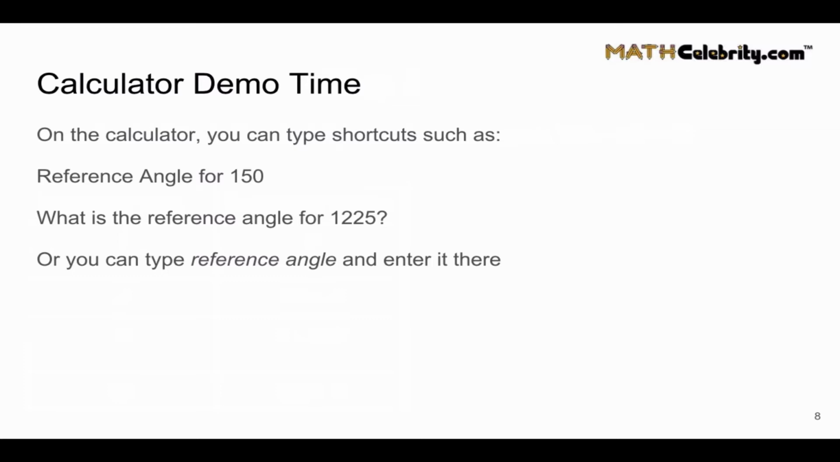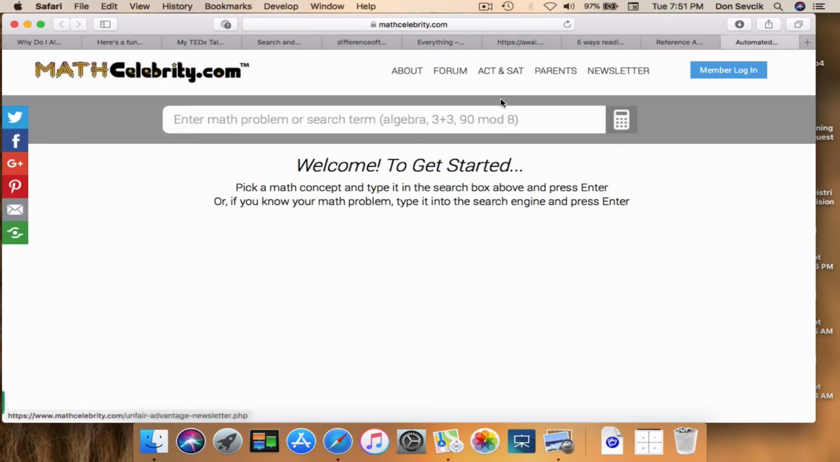Now it's calculator demo time. If you're on the Math Celebrity site, you already know how to get to the reference angle calculator. If you're finding us first from YouTube, I'll walk you through a quick demo of how to use these steps on our automated calculator if you're having trouble solving reference angles. Take a look at these examples. These are ways you can enter shortcuts in our search engine on the Math Celebrity site. Reference angle for 150. What is the reference angle for 1225? Or if you want to get to the calculator first, you just type reference angle and then you can load your angle value there.